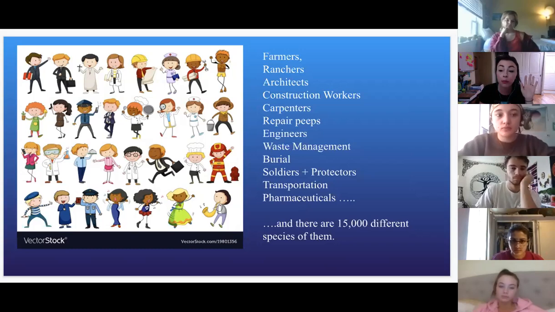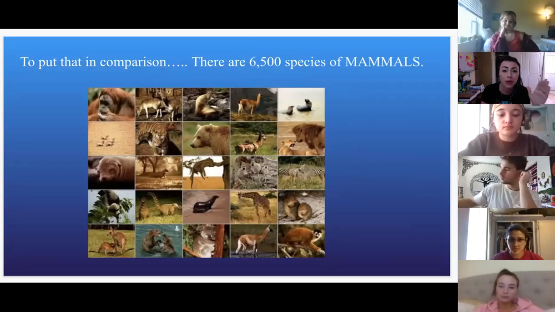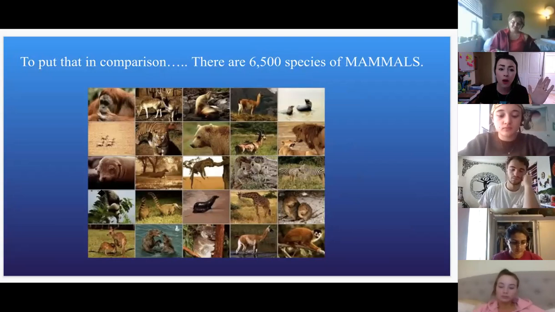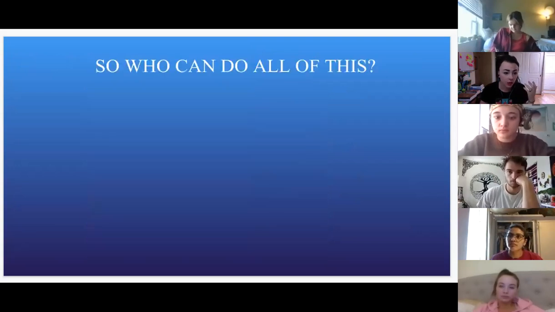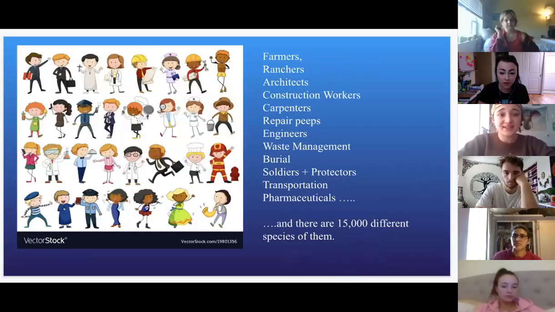15,000 different species. To put that into a framework, there are only 6,500 species of mammals. So think about all the mammals that you know. That's about half as many species as the organism I'm talking about today. So who is it? Wait, how many species did you say this one has? 15,000. There's 15,000 different ones. Mushrooms? Close, they're in that family.